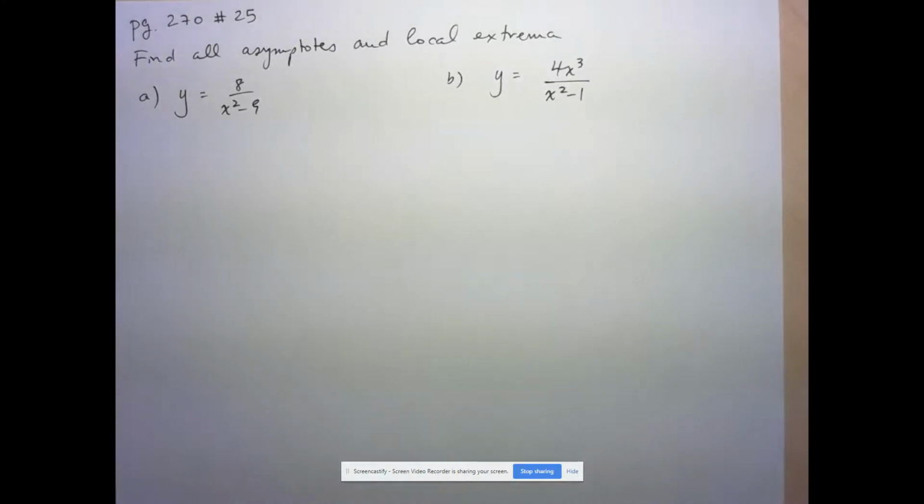Hi folks, we're going to take a look at number 25 on page 270. So they want us to find all asymptotes, so horizontal, vertical, oblique, and any local extrema for these two functions. All right, so let's start with A.